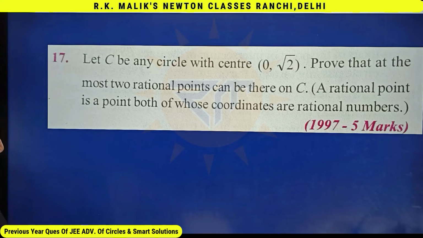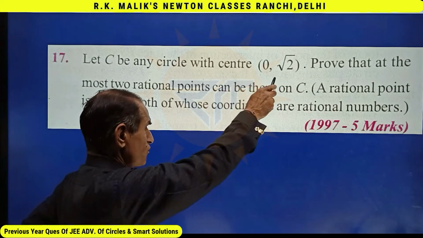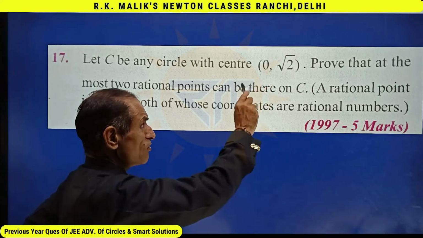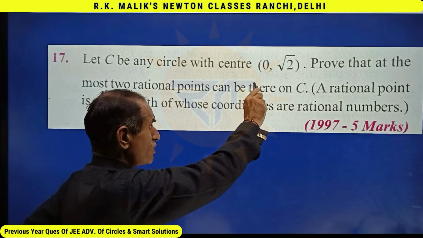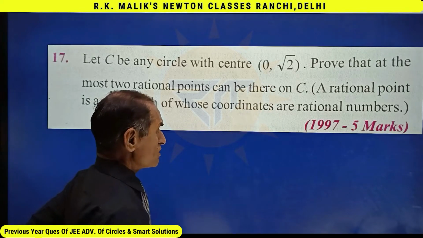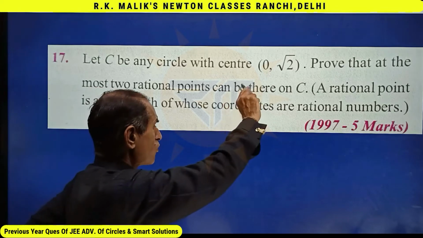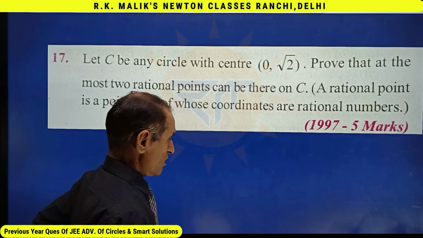Actually the present question can be done just in 2 lines, but for complete clarity of this question I will do this question in 3 parts. First part, when both the coordinates of center are rational numbers. Second part, when one coordinate is rational and the other coordinate is irrational. And third part, when both the coordinates are irrational.